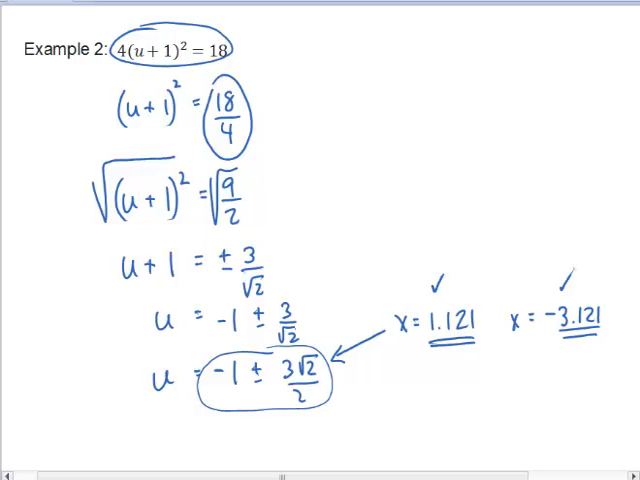Hopefully this video has helped you, and there will be a third part to this video where we go over some more methods for calculating roots using quadratic formula.